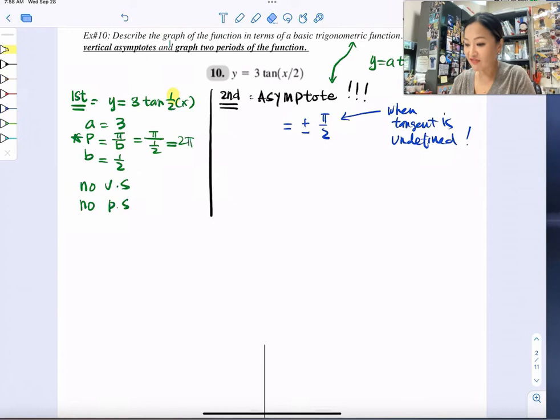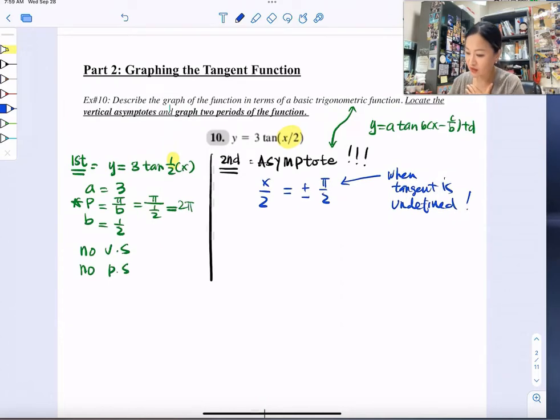So what you're going to do is set that equal to whatever's in here. Think about why: because it's the x value that you're trying to find. That's when the asymptote happens. But right now, it's not just an x, it's x over 2. That's why we need to find the actual x that'll give me my first asymptote. Does that make sense? So really, this equation becomes bx minus c equal to plus or negative pi over 2. This is how you set up to find the asymptote for a tangent.